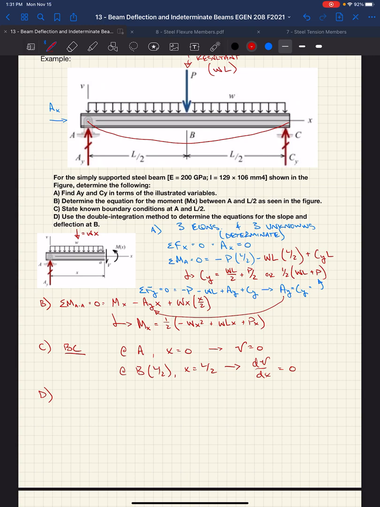We know that EI times the second derivative of deflection with respect to distance along the length is M, the moment. Well, we have an equation for moment now. We're going to plug that in. So now I'm going to multiply out the half, and we get negative wx squared over 2 plus wLx over 2 plus Px over 2.